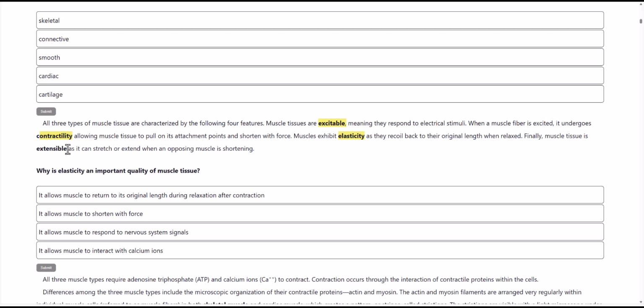So the four characteristics of muscle tissues: all of them are excitable, they are contractile, they are elastic, and they are extensible.